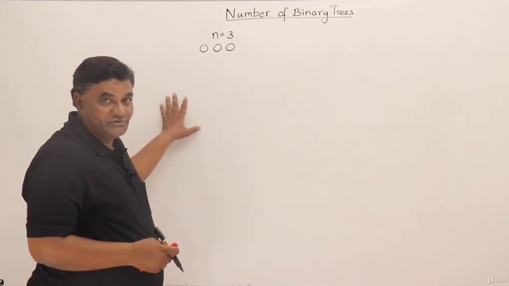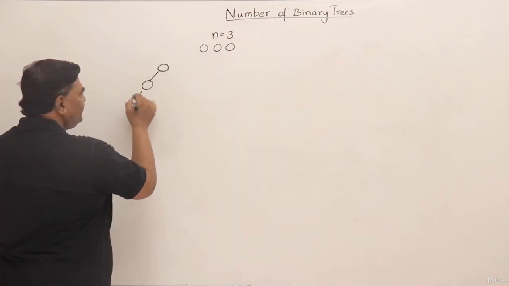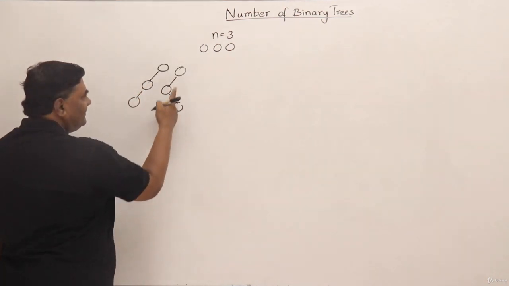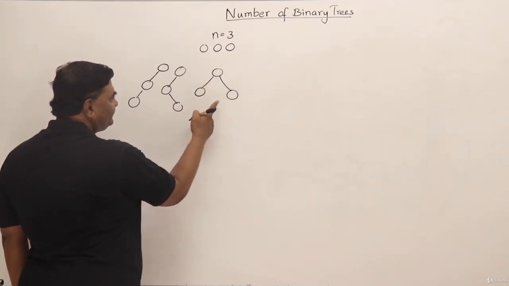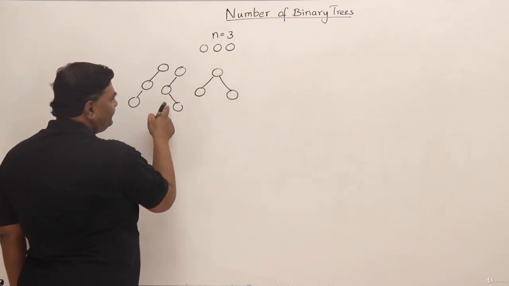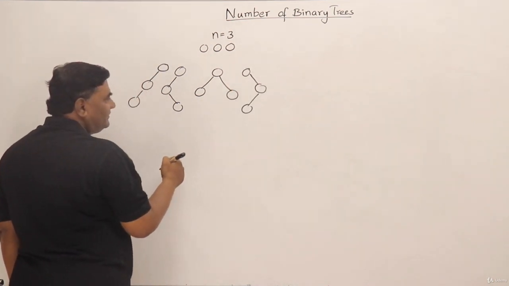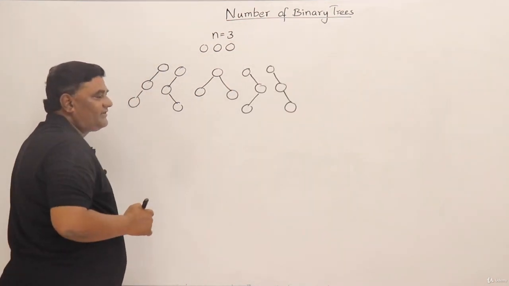I will draw them and show here. This is one shape, the first one. Second shape, that is root, left and its right. Third shape with 3 nodes. Now the next will be a mirror image of this one. This is the fourth one. The next will be a mirror image of this. There are 5 different trees.